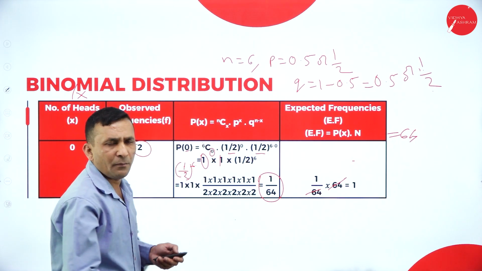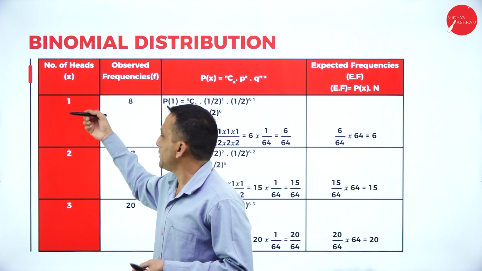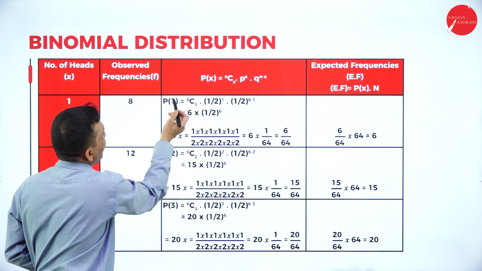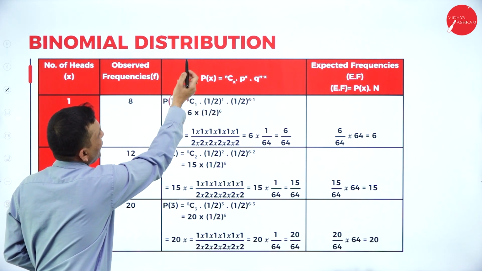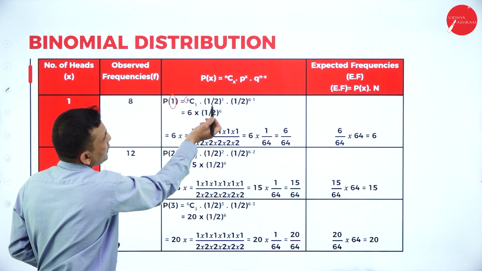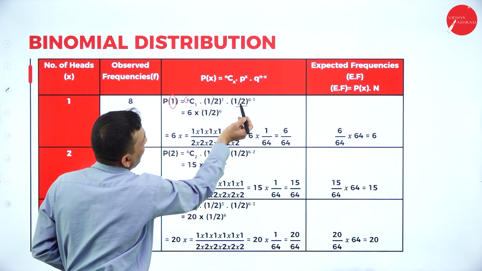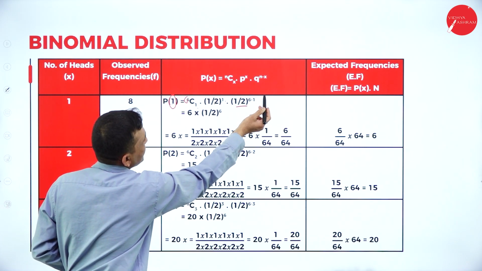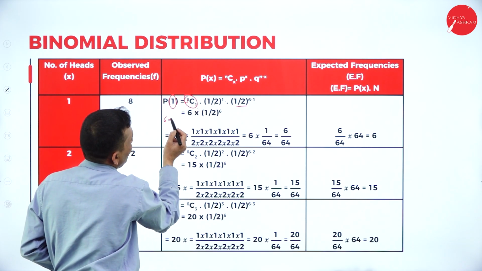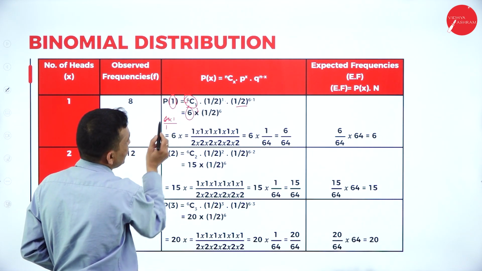Moving to the next binomial variate, 1. Just now we did the x series binomial variate 0. Now moving to 1, P of x is equal to, for x equal to 1, n is the total of 6 coins, so 6C1. The probability p is 1 by 2 to the power x equal to 1, and q, the failure, is 1 by 2 to the power n minus x, that is 6 minus 1. If you go for the combination, 6C1 is 6 into 1, so directly 6.